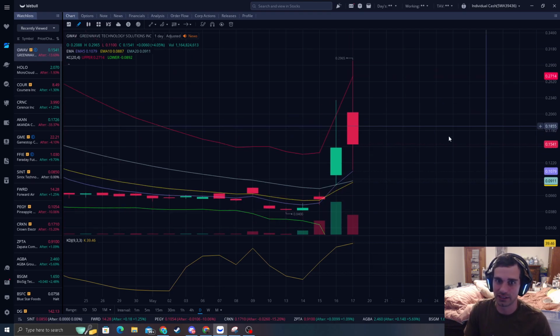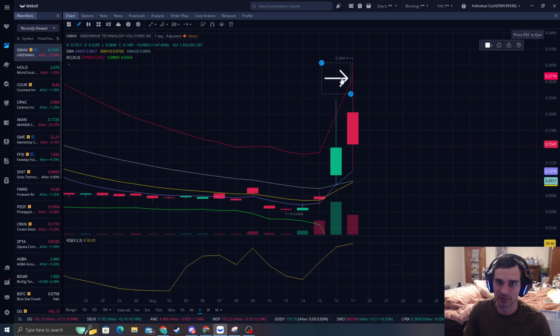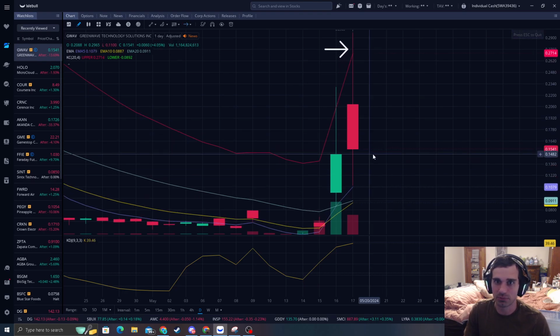Here's how I want to look at it, right? We're never going to buy it at the upper bands. It's just gambling. Can price sustain it?